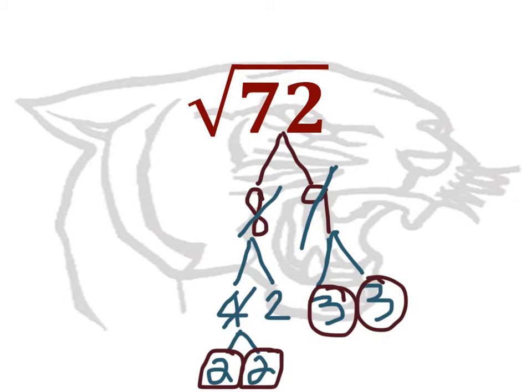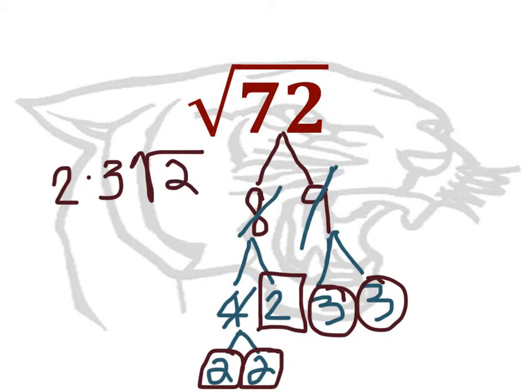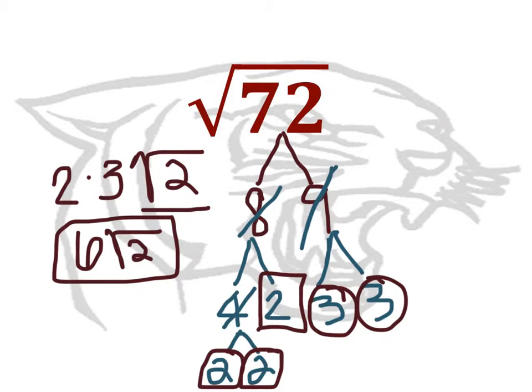I have two 2s and two 3s. Those are what go outside of the radical, and so I have 2 times 3, and then I had this 2 left over. It stays underneath the radical. 2 times 3 is 6, and I can't do anything with what's left, so I leave it as the square root of 2. So my answer here is 6 square root of 2.